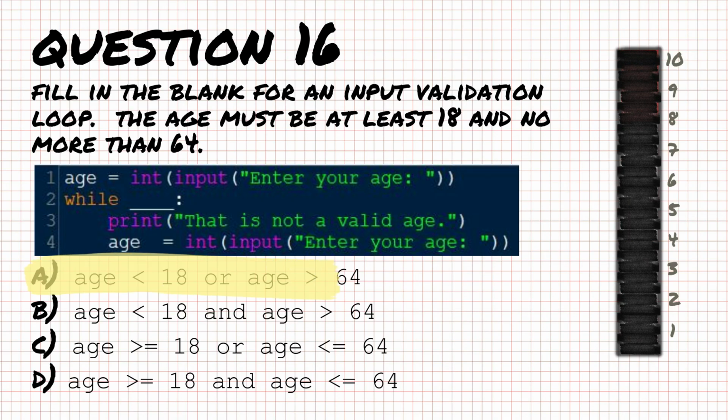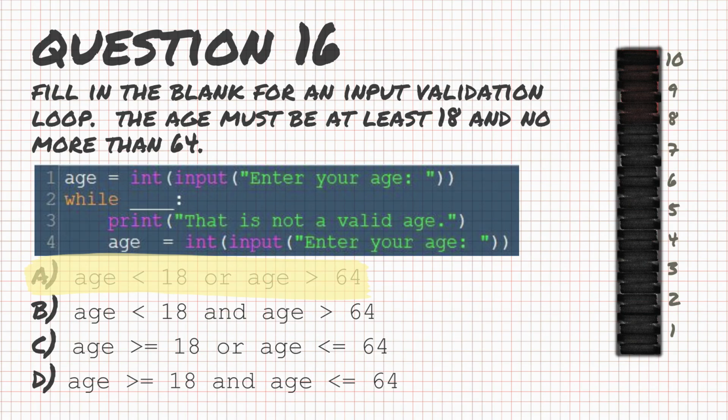The answer is A, age < 18 or age > 64. In an input validation loop, we enter the loop when the input is invalid. In this case, an invalid input value will be either less than 18 or greater than 64.